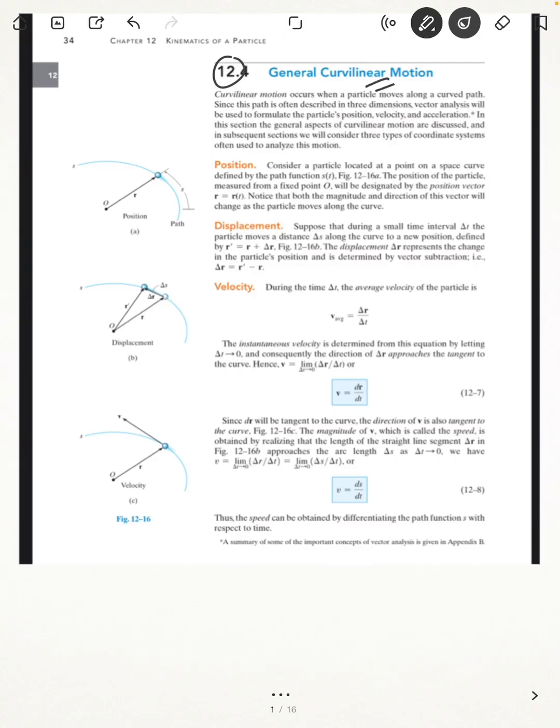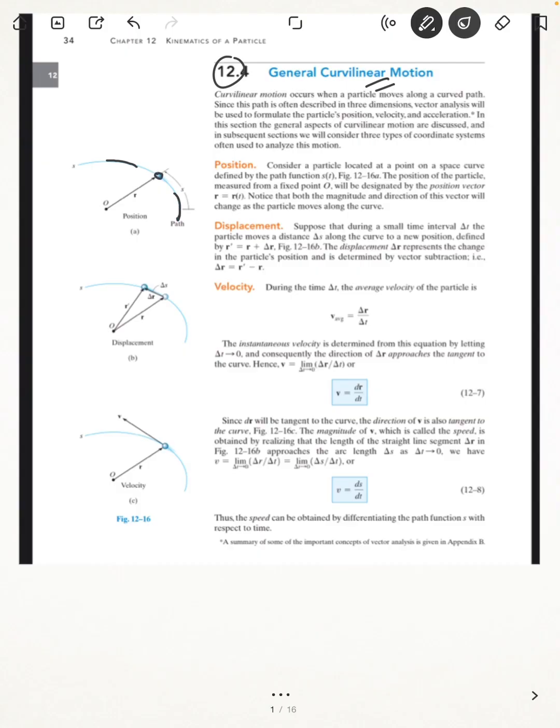Today we're going to start a new subchapter from chapter 12, which is 12.4, general curvilinear motion. In this chapter we're going to analyze the motion of a particle along a curve. As you can see, this is basically a curve, and along this curve there is a particle.